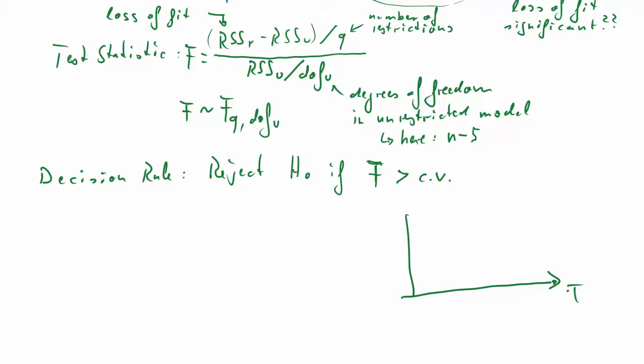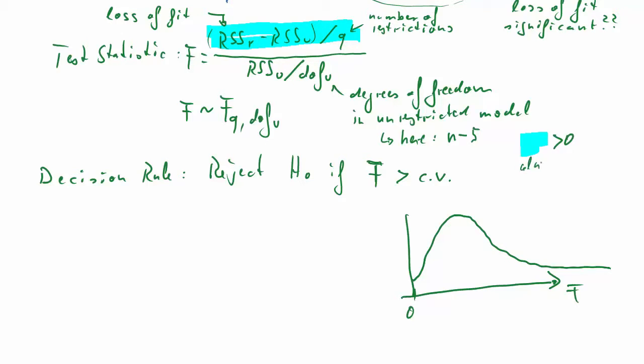So let's just sketch a little F distribution. It looks a bit like this, depending on the degrees of freedom, but it's only on the positive line, and that is because this loss of fit term will always be positive, and the denominator will always be positive as well. So F-tests will always be positive. And the critical value will be determined by an alpha, a type 1 error probability. If our F-test exceeds that critical value, we will reject.